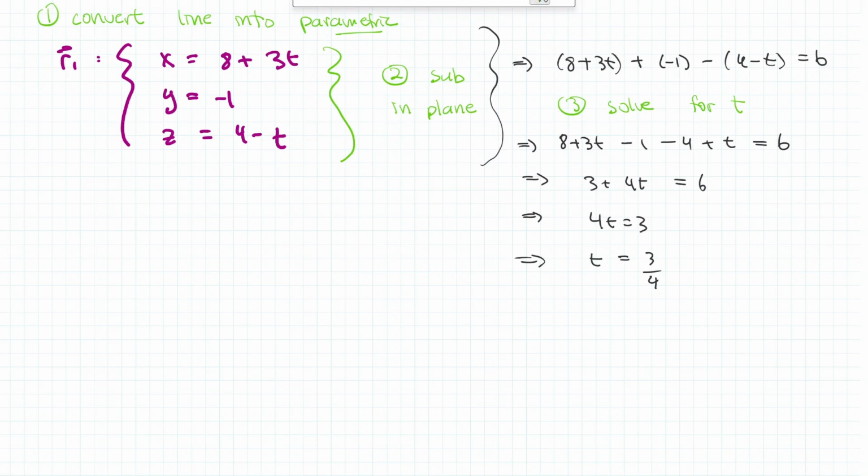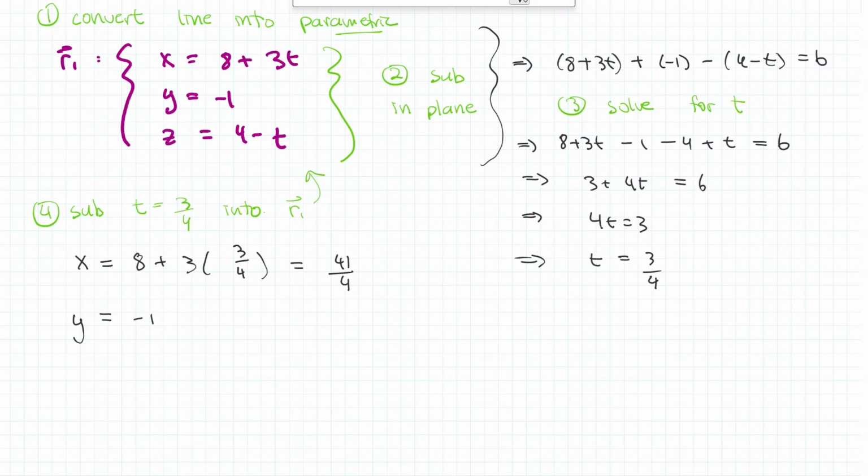Okay, now we go to our step 4. So we want to sub t equals 3 over 4 into our R1. So we want to find what are the values for x, y, and z that work. So x equals 8 plus 3 times 3 over 4. And this equals, what do we have over here? 41 over 4. Y equals negative 1. And z equals 4 minus 3 over 4, which equals 13 over 4.